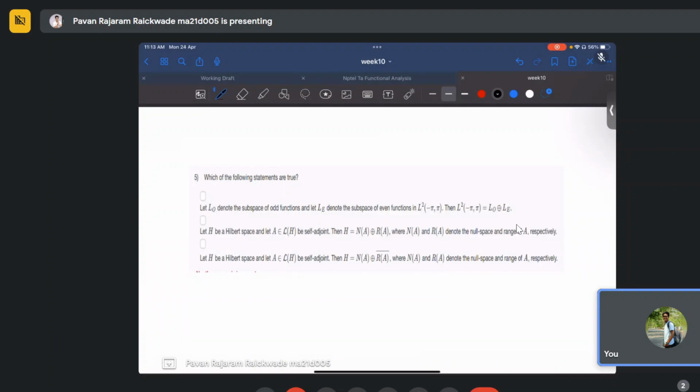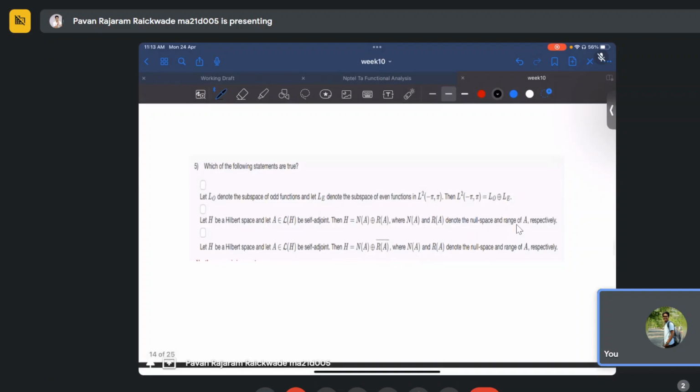Okay, which of the following statements are true? Let L_0 denote the subspace of odd functions and L_E denote the subspace of even functions in L2. Okay, this is just straightforward. First of all, we have to show the intersection is just the singleton {0}. Let f belong to L_0 intersection L_E, which implies what? f belongs to L_0.